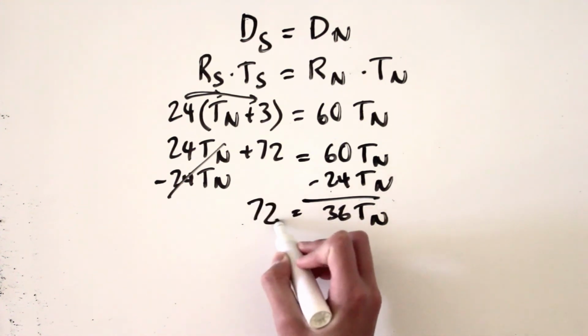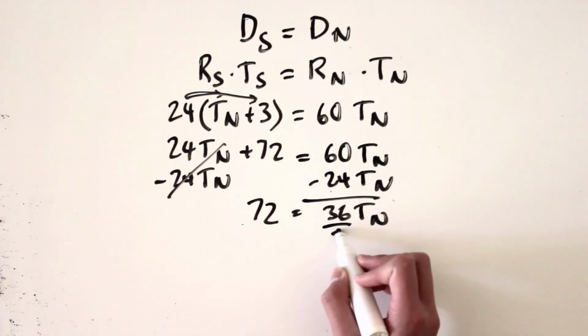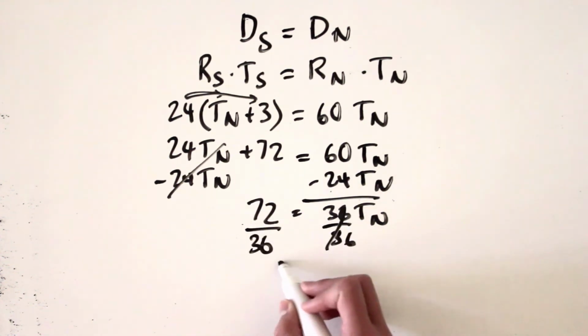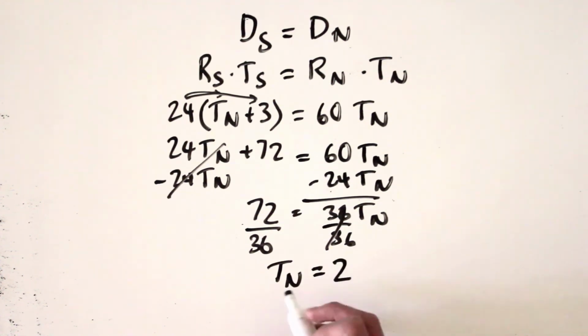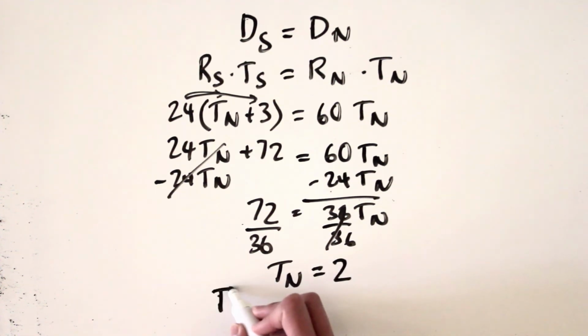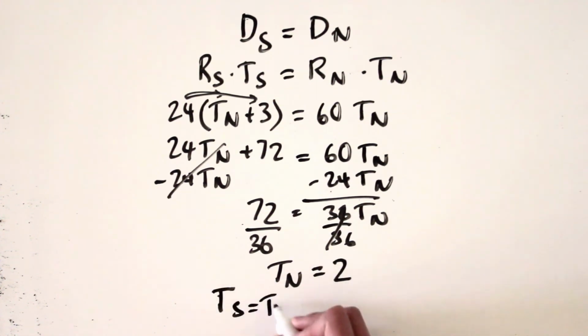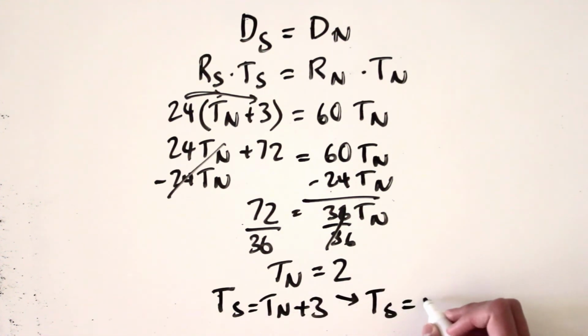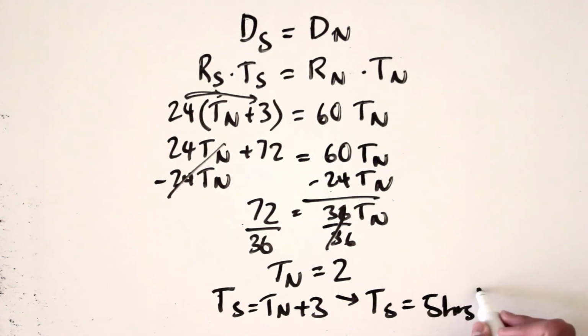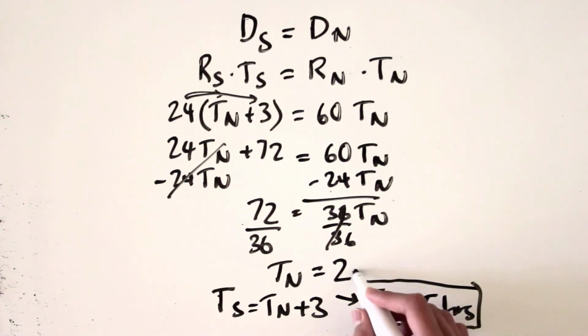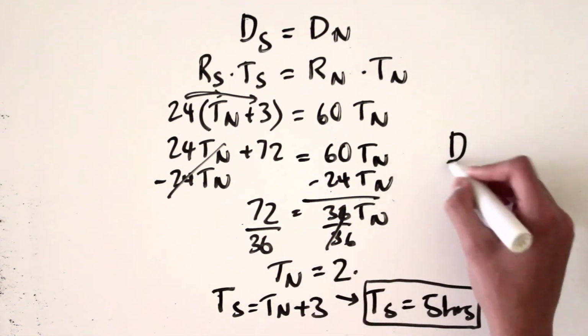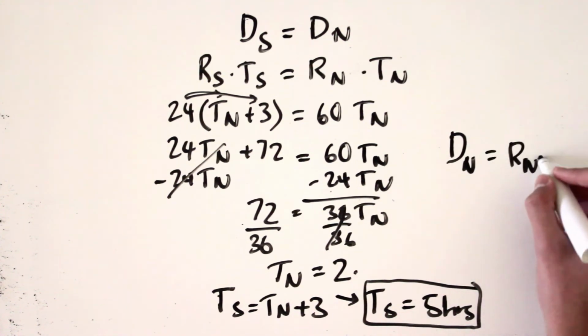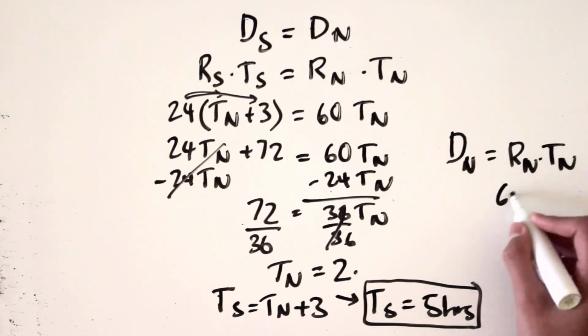We subtract 24 from both sides, divide by 36, and we get t sub n is 2. But that's not the answer. We need to find the time to the station, which is t sub n plus 3, and the answer would be 5. Also, we need to find the distance, so we can multiply the rates and times together in either direction to get the distance of 120 miles.